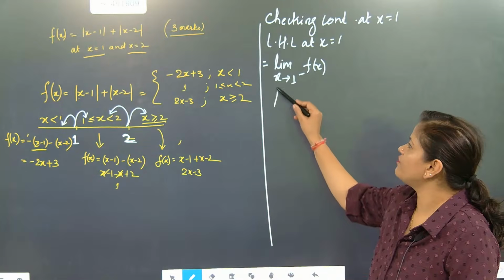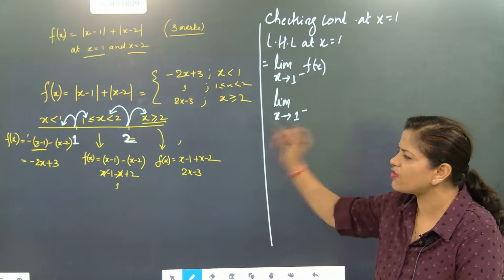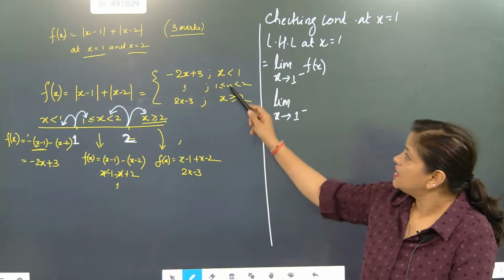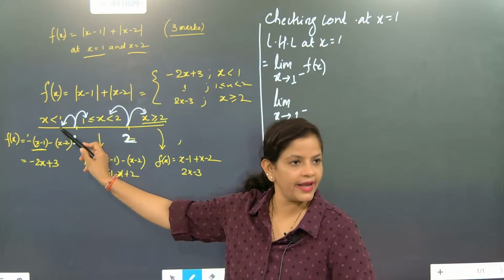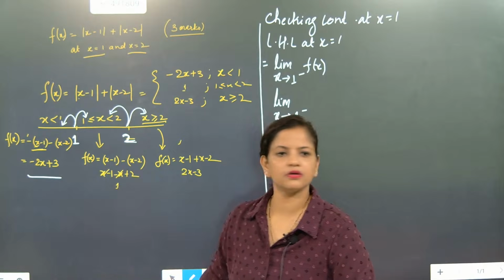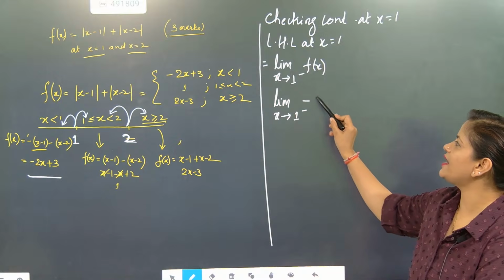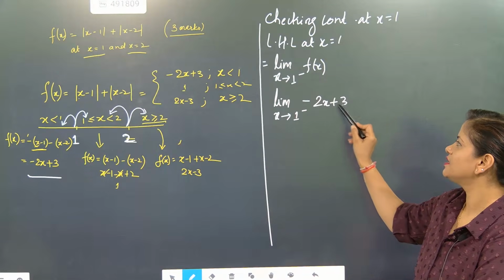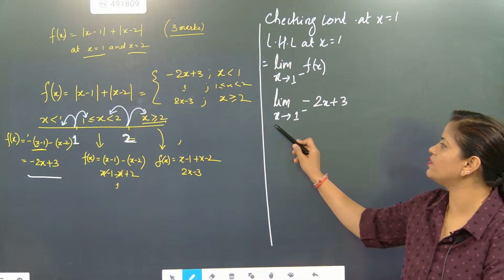So left of 1, when we write it, it will become limit x tends to 1 minus, and what formula are we going to use? Left of 1 means where is the arrow going? Here. What is the formula we got? Minus 2x plus 3. So here you are going to write minus 2x plus 3. Understood? Now the limit has 1 minus. What are you going to write?